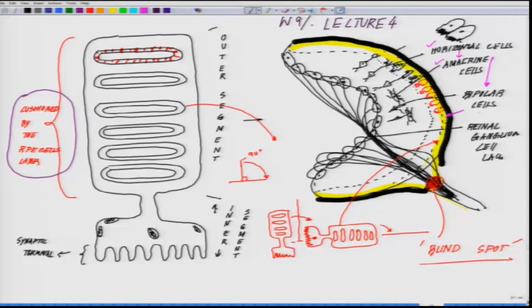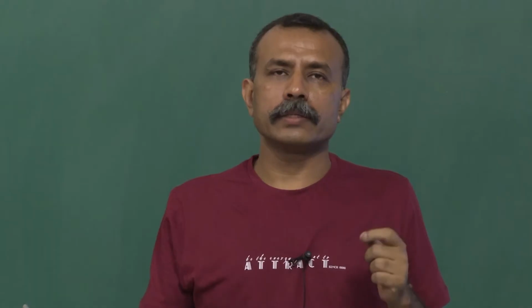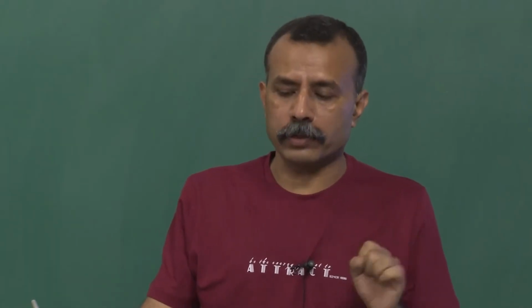Then all of them culminate into retinal ganglion cells, and these retinal ganglion cells eventually all their processes travel to the brain, and the spot where only the processes are traveling is called the blind spot, where no image is being formed. So, each one of our eyes has one such blind spot.